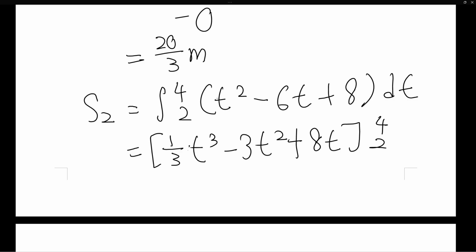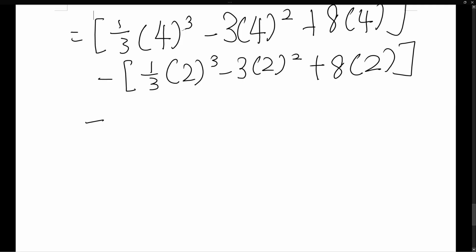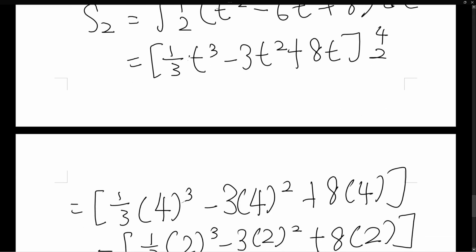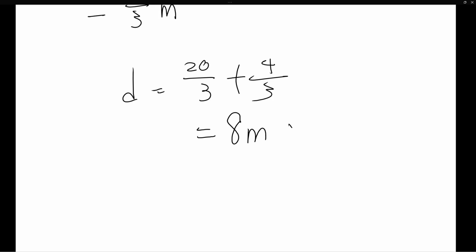You will get negative 4 over 3, but of course we write 4 over 3, because remember, area cannot be negative. So you get 4 over 3. As you can see, now we got two parts, we just add them together. So your total distance will be 20 over 3 plus 4 over 3. You will get 8 meters, and this will be your final answer for total distance.